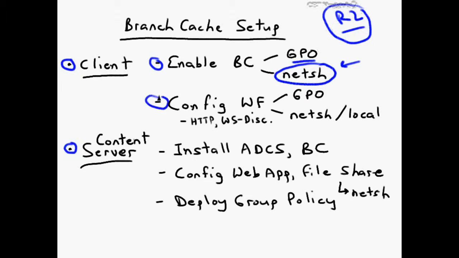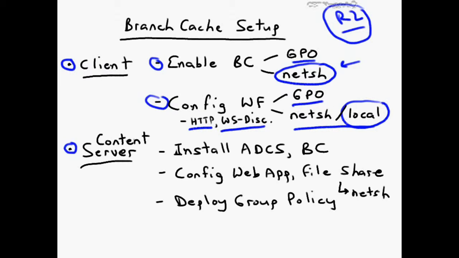The second thing we need to do on the client side is make sure that Windows Firewall is set for the appropriate exceptions or allowances for the appropriate BranchCache protocols. For instance, HTTP, the WS-Discovery Protocol, and again, we can do that through Windows Firewall domain policy and group policy, and we can also use Network Shell or just the Windows Firewall with Advanced Security console on an individual machine if you're in a smaller branch office where you're not deploying GPOs to them.